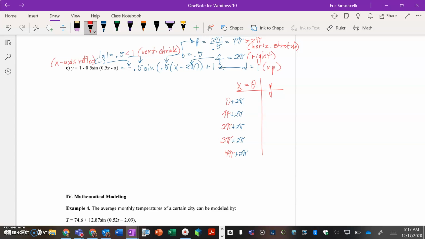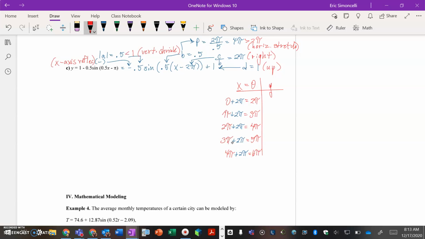And you may use your calculator. I've been doing quite a bit of the graphing and the analysis in the XY table without a graphing calculator at all. Not needing it at all. It's up to you, though. You can use it anytime you need to. So 2 pi, that's the first. The second, 3 pi, 4 pi, 5 pi, 6 pi.